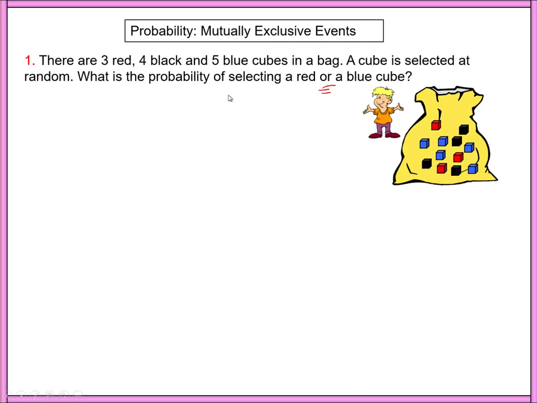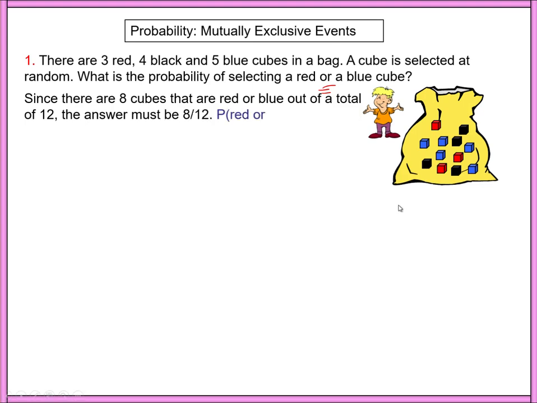So probability of selecting a red or a blue is going to be 8 out of a total of 12. So we write it like that. P red or blue is 8 out of 12. Now we can look at the individual probabilities of selecting red and blue and then add them together.